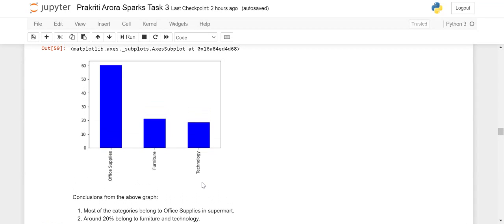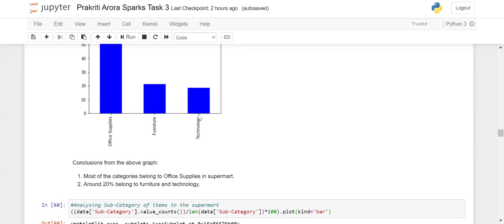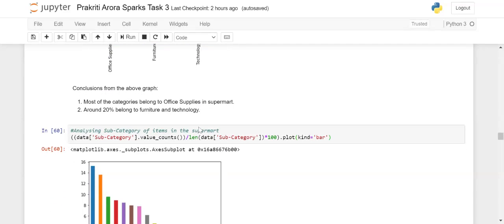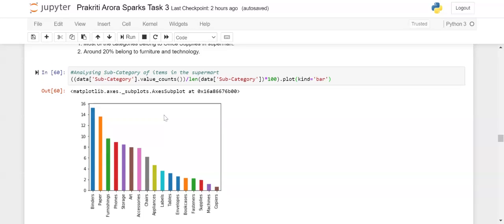So from the graph, we can conclude that most of the items belong to office supplies in the supermarket, and around 20% belong to furniture and technology respectively. So now we'll analyze the subcategories.